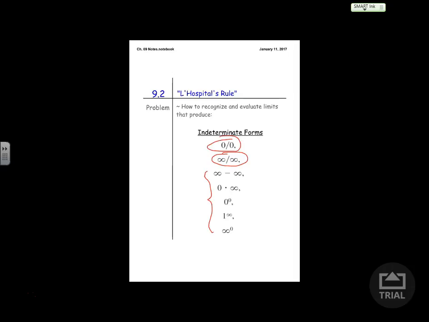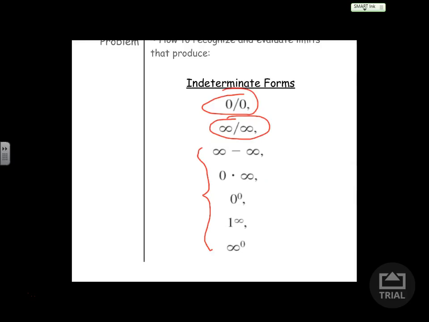Section 9.2, L'Hôpital's rule. We have indeterminate forms. There they are. Why are the first two circled? Because they're the ones we want. Because L'Hôpital's rule wants an f over g in order to be able to solve, right?